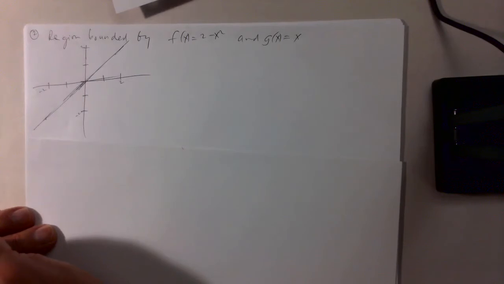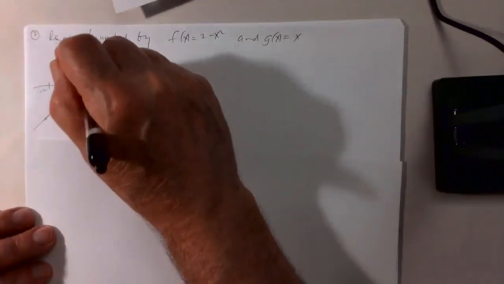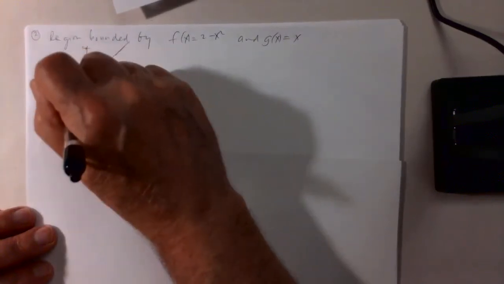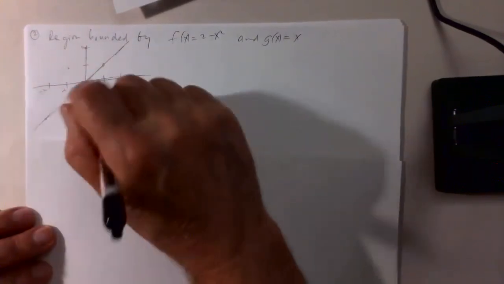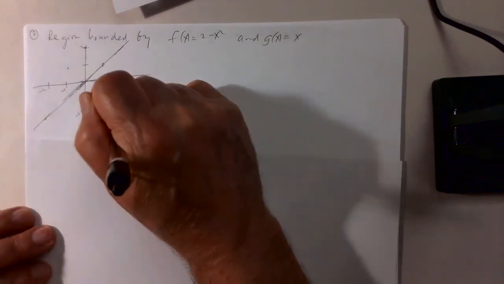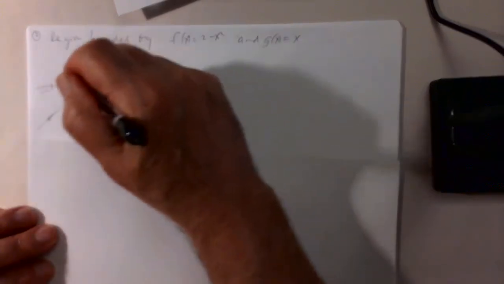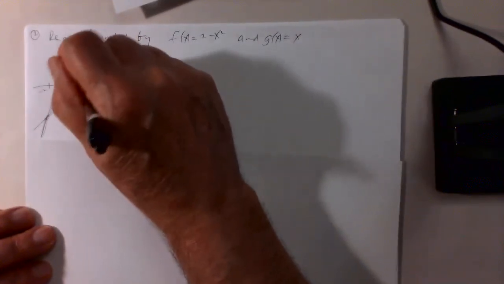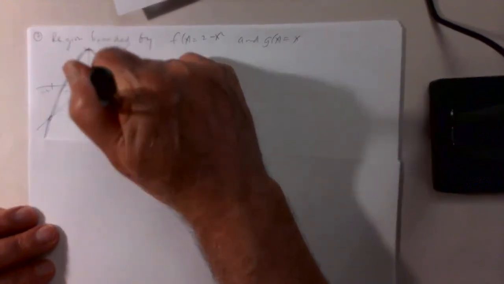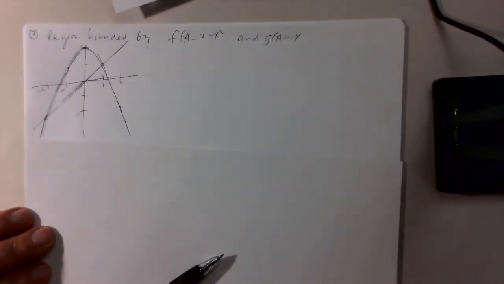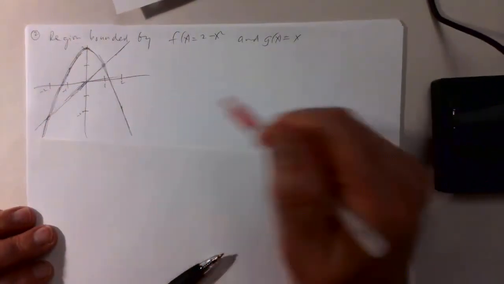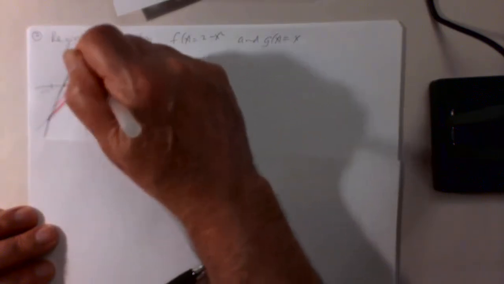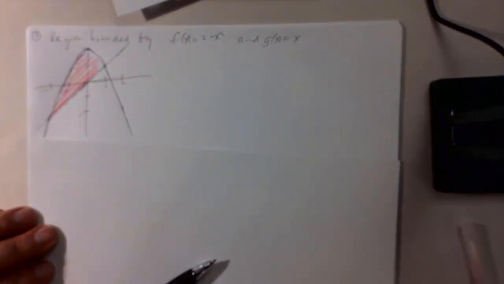2 minus x squared, what does that look like? Well, at 0, it's equal to 2. At 1 and minus 1, it's equal to 1. At plus and minus 2, it's equal to negative 2. So the graph looks like that. This is the graph of the parabola. This is the graph of the line. And this is the region in between them.